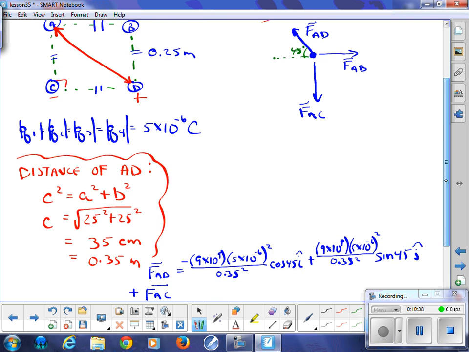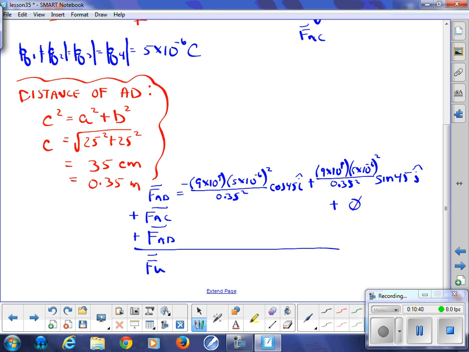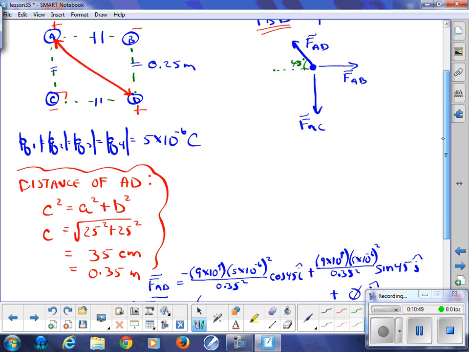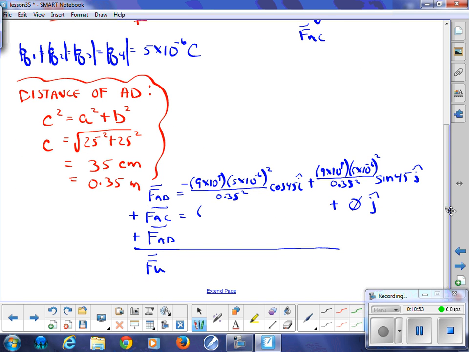FAB is to the right, so it's going to have no J component. That's just to the right, in the positive direction. So FAC, whoops, am I doing the right one? FAC is down, my mistake. So I was off by one. It has no X component, minus, because it's facing downward, FAC, 9 times 10 to the 9th, and then we have 5 times 10 to the negative 6. And they are opposite charges, so negative 5 times 10 to the negative 6 over 0.25 squared.